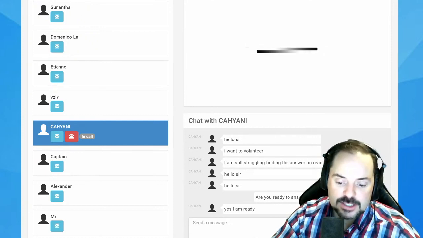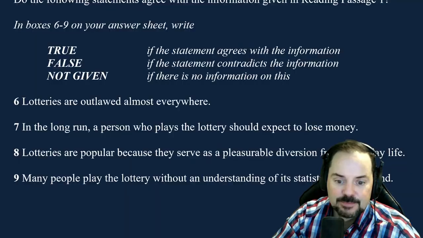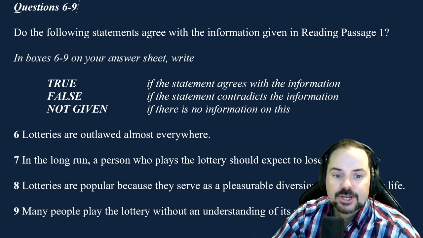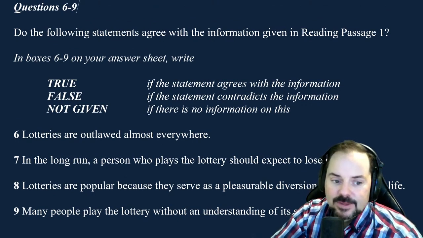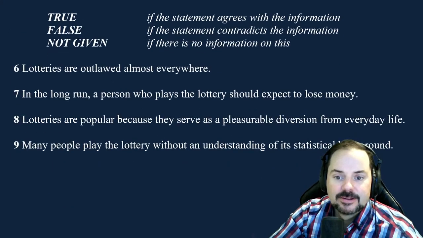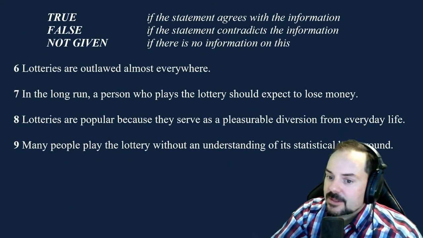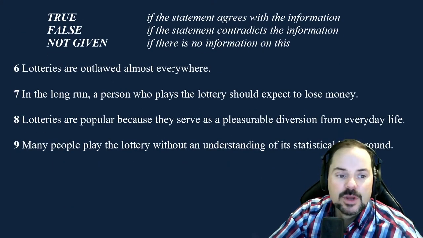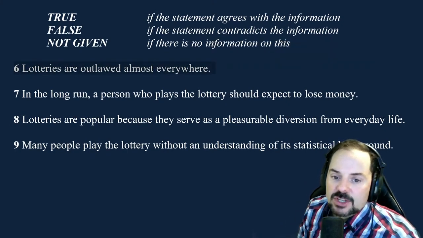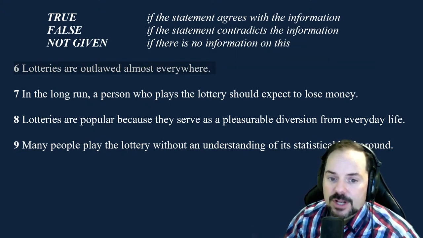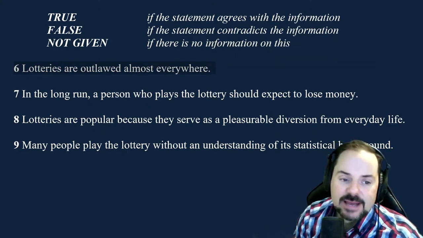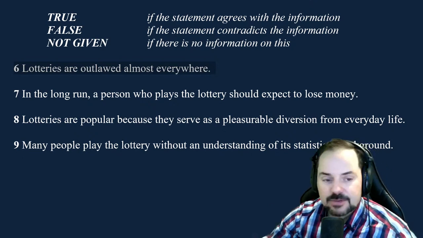Okay, Chayani, let's do some true, false, not given here. Here we go. Are you ready? Yes, I'm ready, but there is a bit of delay in this video on YouTube. That's totally fine. Whenever you're ready, read number 6 for us. This is a true, false, not given question. We have to figure out if it's true according to the passage, false according to the passage, or just not given in the passage. Whenever you're ready, Chayani, read number 6.